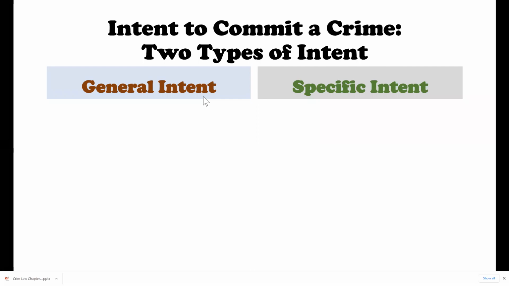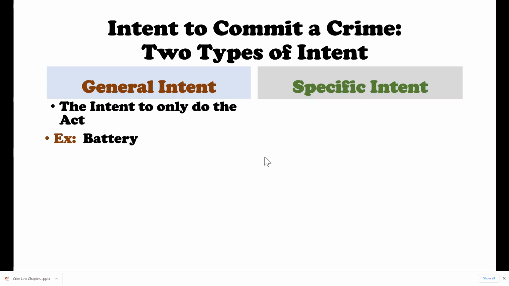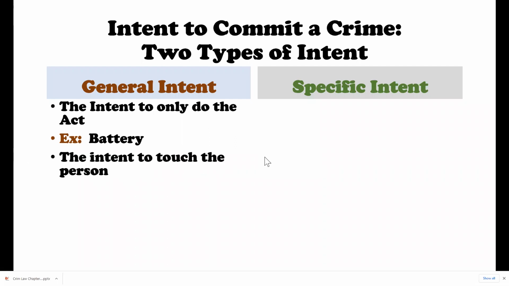And there's two different types of mens rea or intents. The first is the general intent, and that's just the intent to do the act. For example, battery, punching somebody in the nose. The general intent, the mens rea, is a general intent just to punch that person. That's it. The intent to touch the person. That's the mens rea for battery.